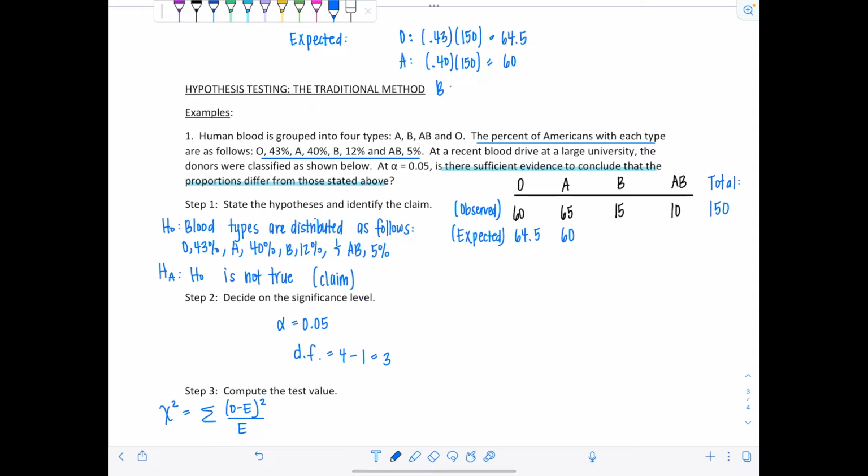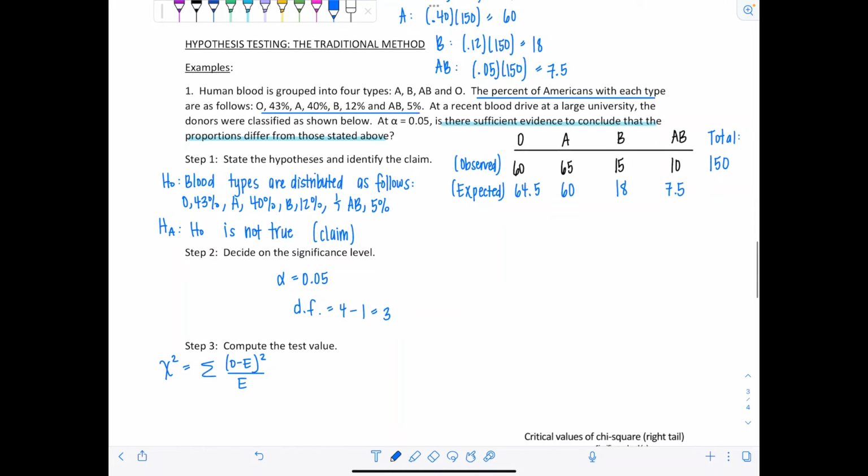B should be 0.12 times 150, which is 18. And then AB, they can accept any blood type, right? 0.05 times 150, which is 7.5. All right, so those are all our expected.